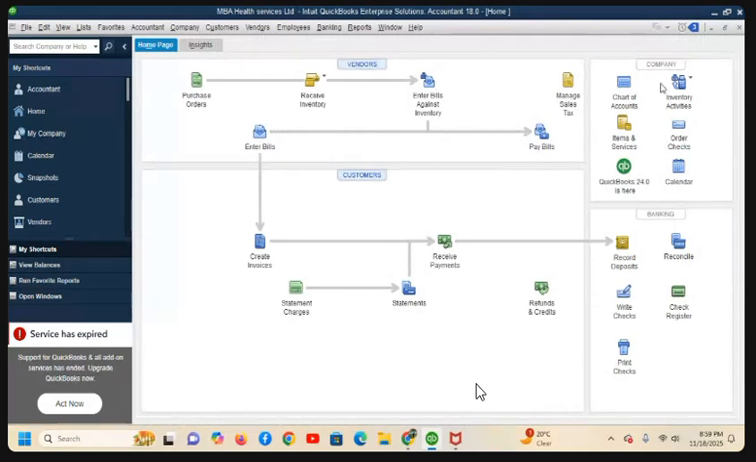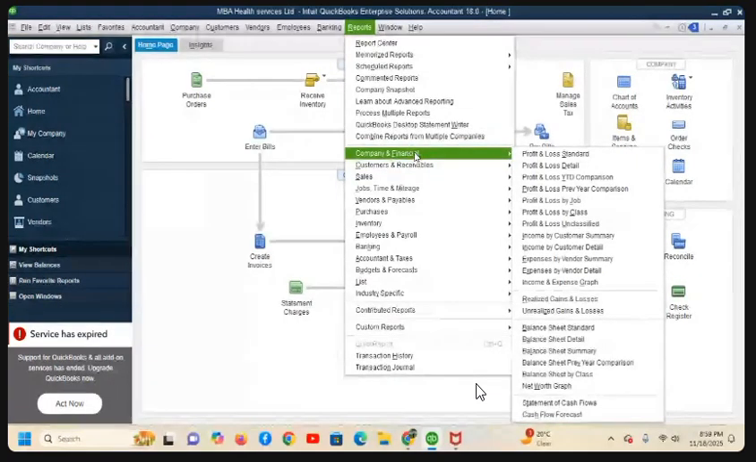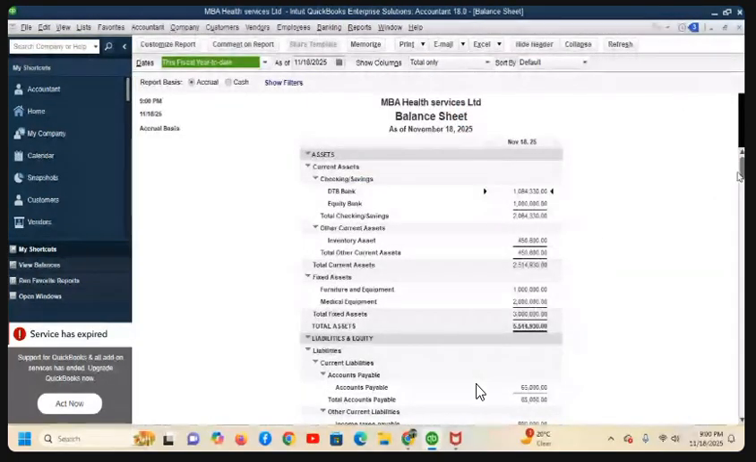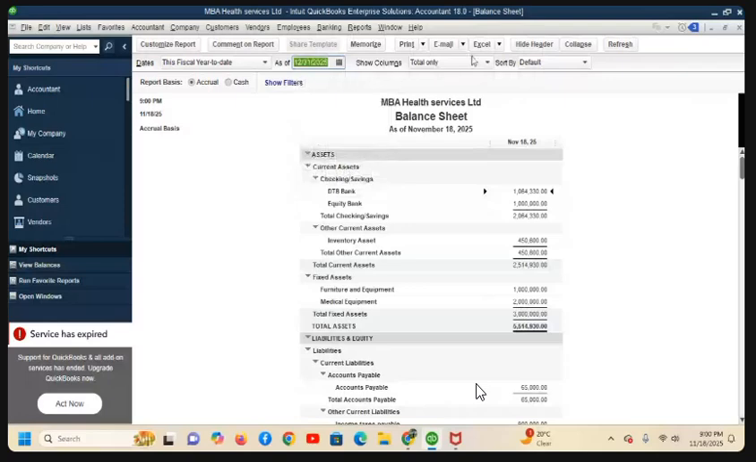There are several reports you can produce. I can show you the balance sheet. I can go to reports, income and financial, then prepare a statement of financial position. It is here. You see, the system will always prepare a statement of financial position. That is what we call a balance sheet.